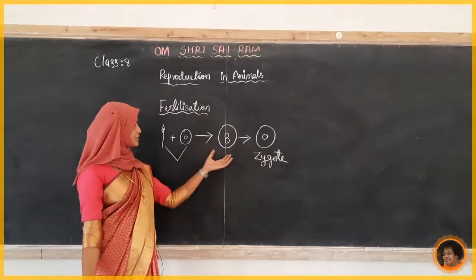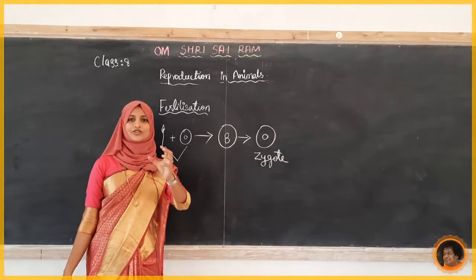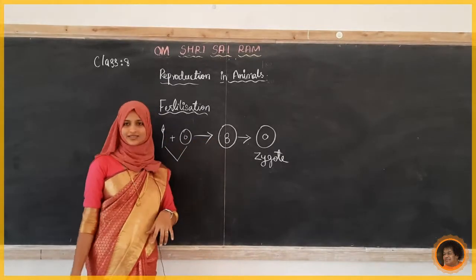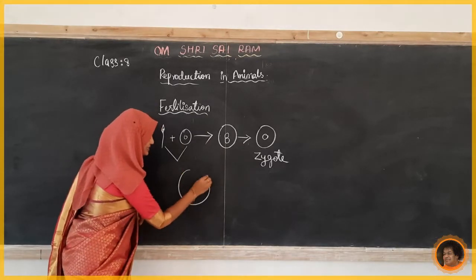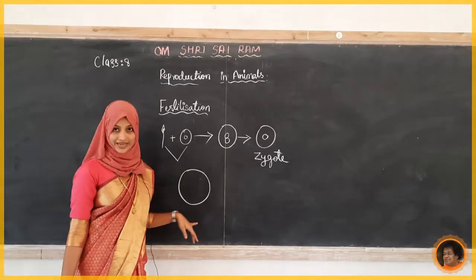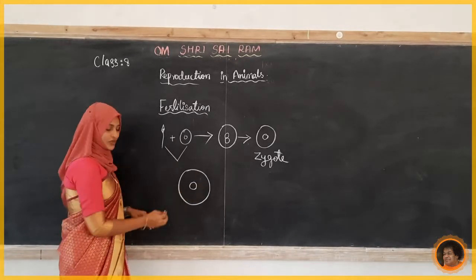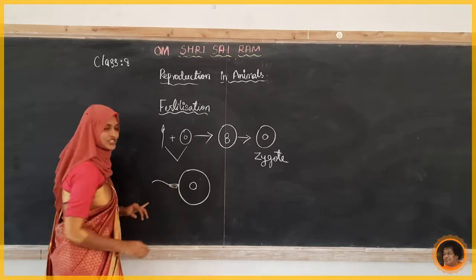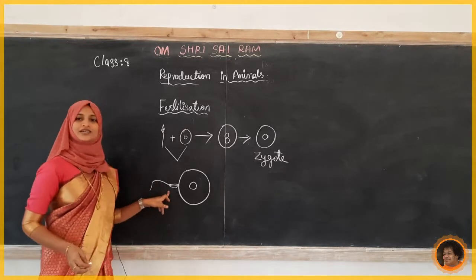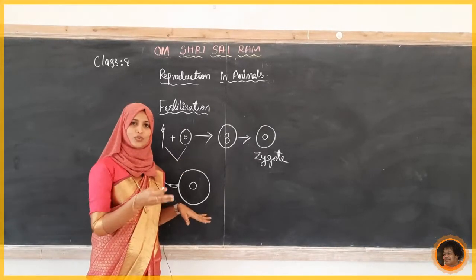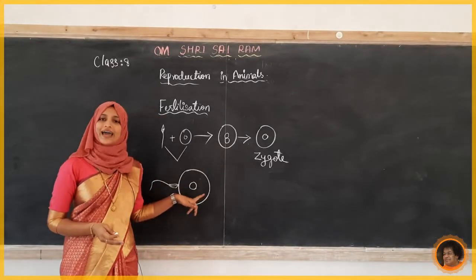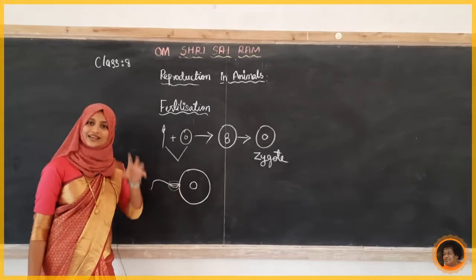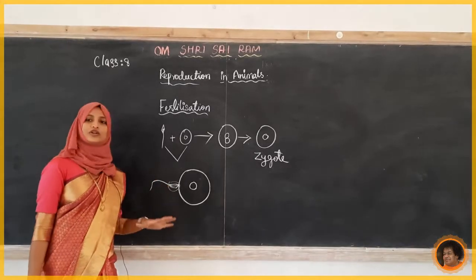Fusion takes place and the zygote forms. I will draw and show, students, how the sperm fuses into the egg. See here, this is an egg, the female gamete. It has a nucleus. We know the sperm is highly motile, so it has a tail-like structure and can move towards the egg. The nucleus is present in the head region. The tail is only for movement.